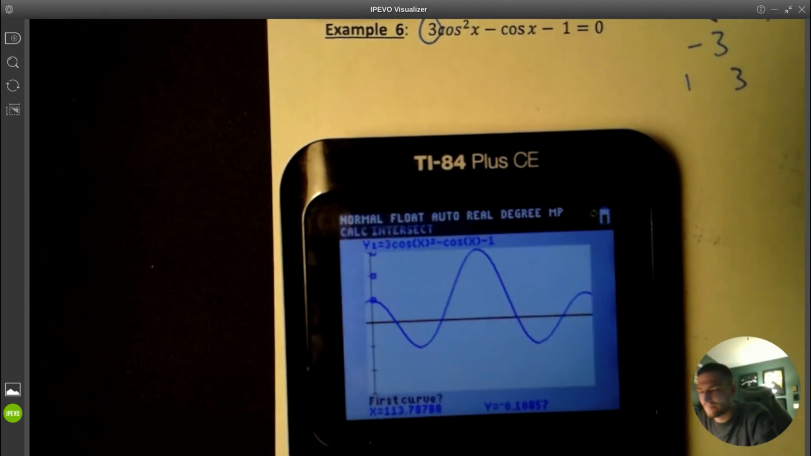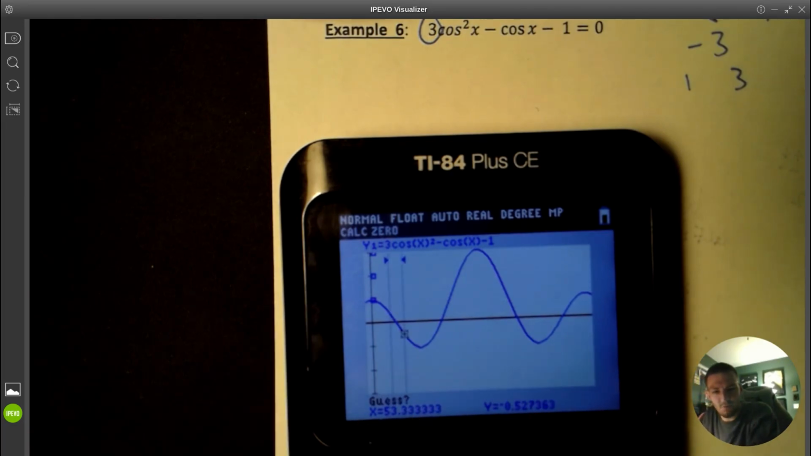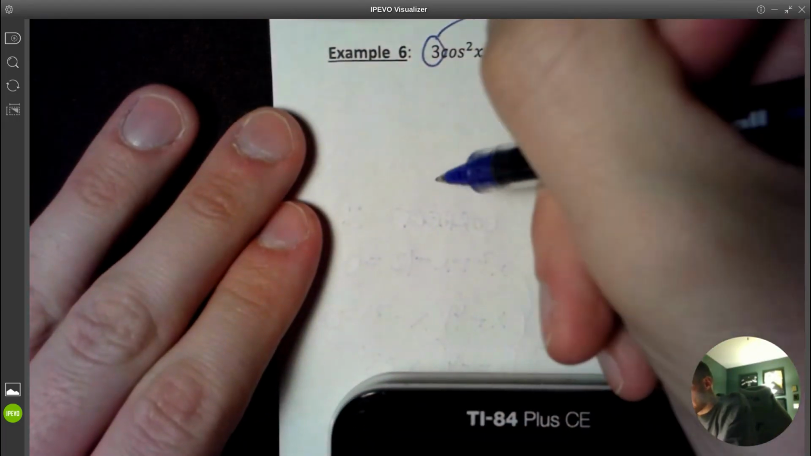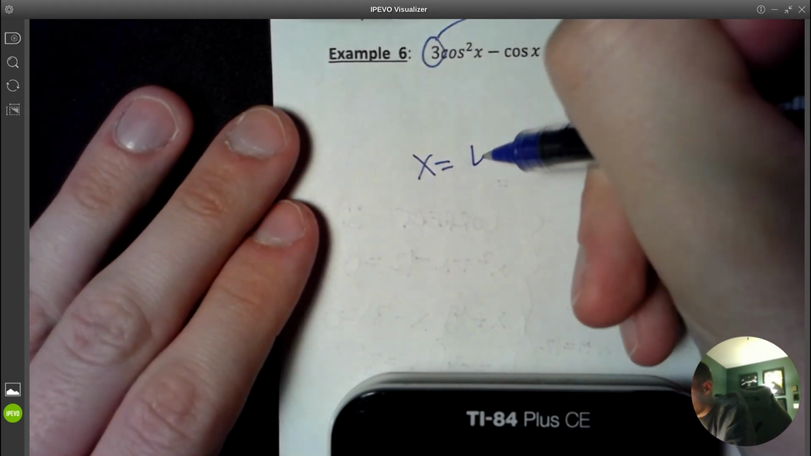That's what I want. Now if you've never done this before, it says left bound. That means I need to put this on the left side, right bound, on the right side. You see how that's made windows around the intercept that I want? And then the third option says guess. This one doesn't matter. Enter. Cool. There it is. It told it to me. I got x equals 39.86. I'll just do 40.